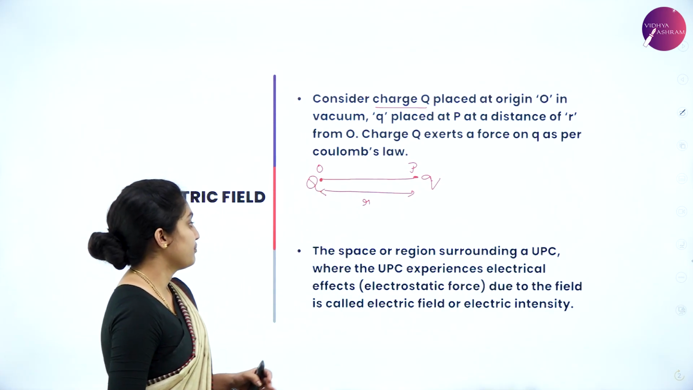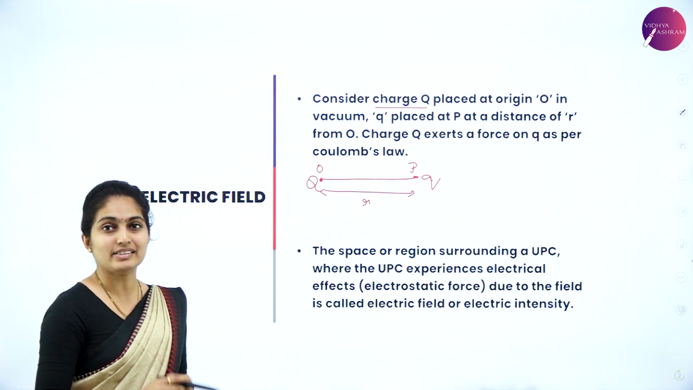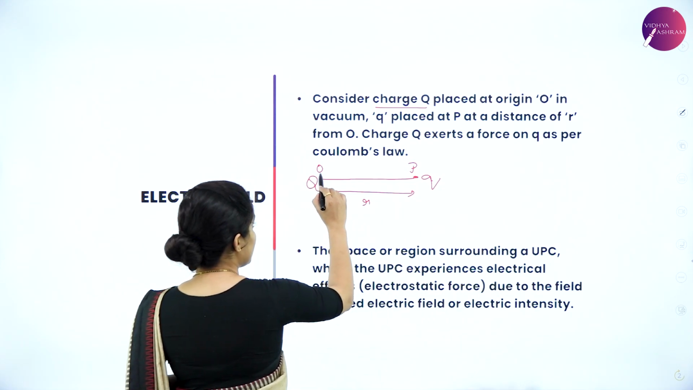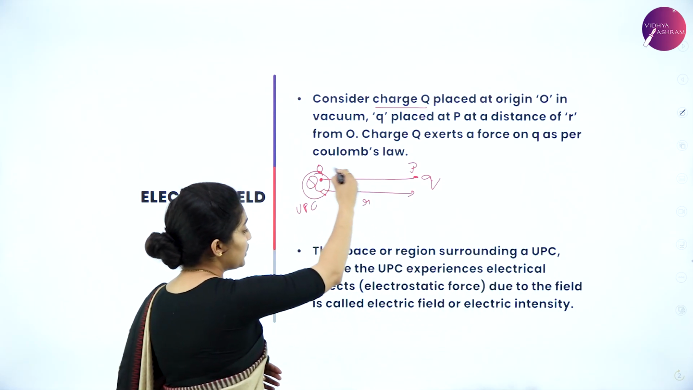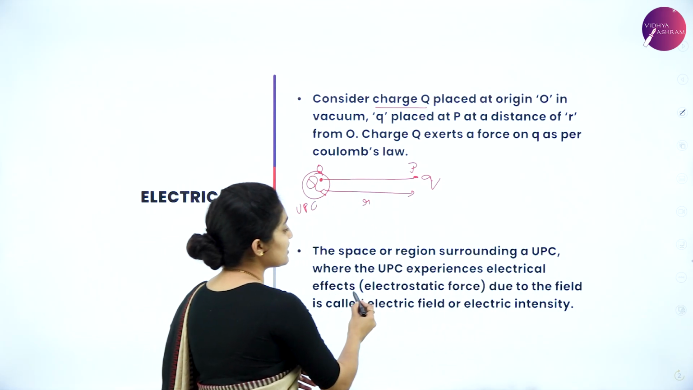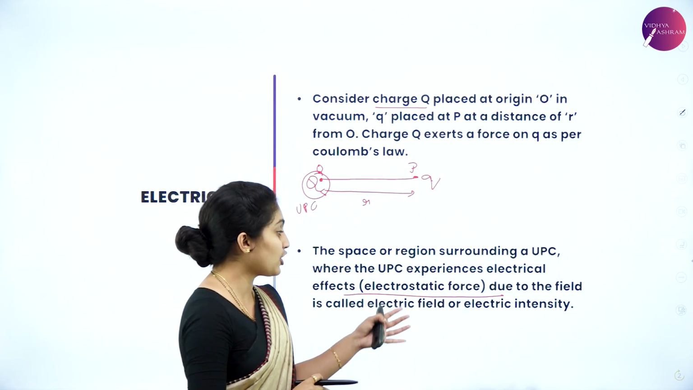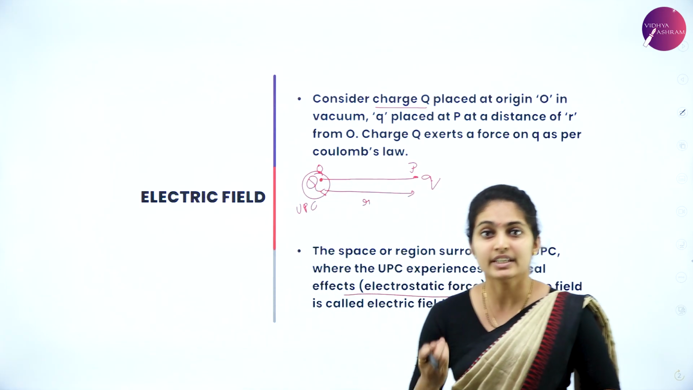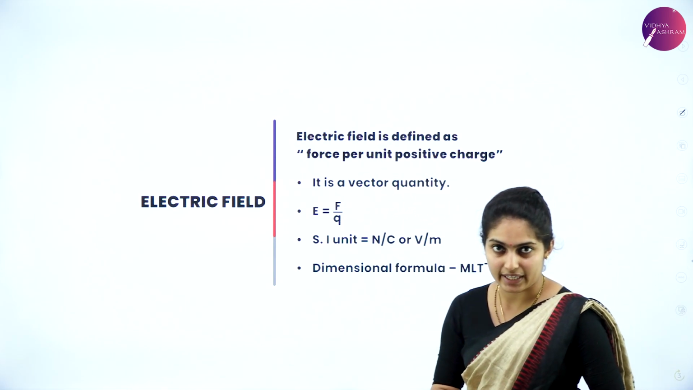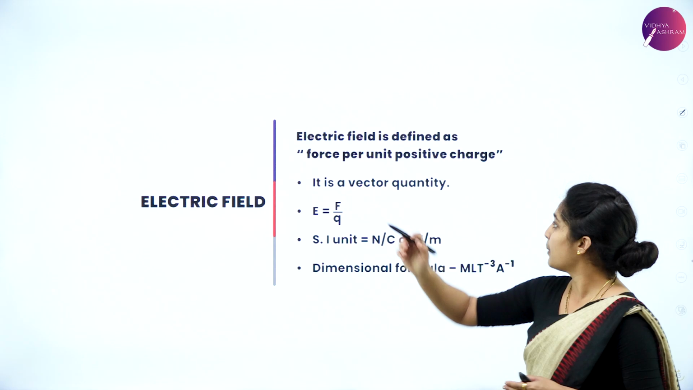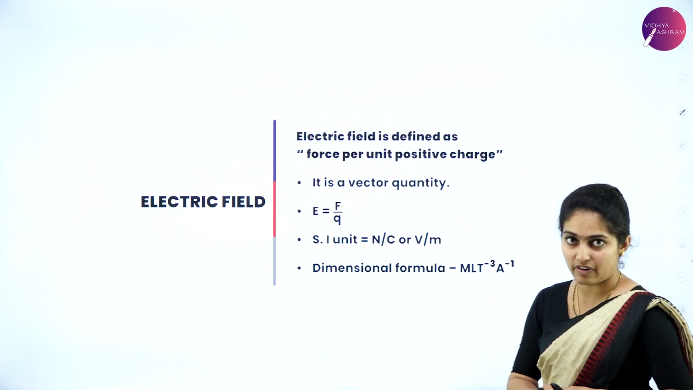Now the space or region surrounding a UPC, which means unit positive charge. The space or region which surrounds this unit positive charge experiences an electric field or electrostatic force. It is called the electric field or its intensity. Next, we come to the electric field. How is it defined? The force experienced by a unit positive charge. So force per unit positive charge is called the electric field.